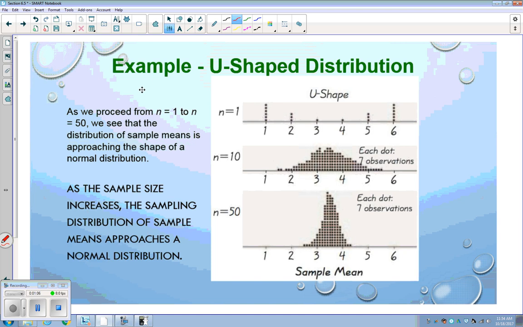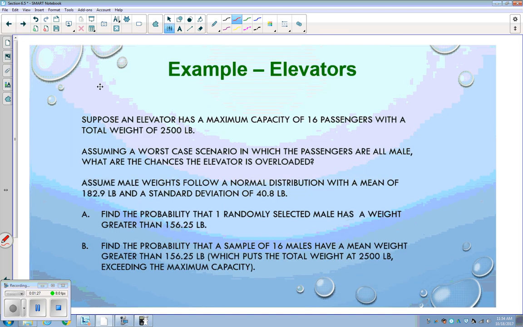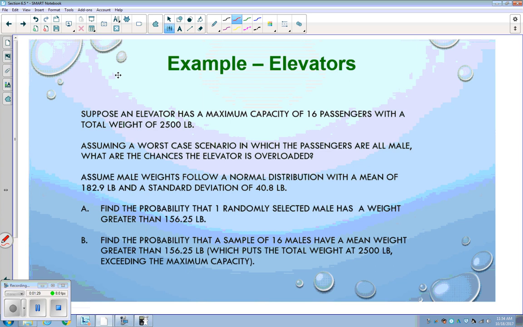Then I could even have a U-shaped distribution. Even with a U-shaped distribution of a population, with n of 10, I'm already approaching that normal distribution, and with an n of 50, I'm there. So that's the neat thing, and that's why the central limit theorem is used so much. Okay? So here we go.